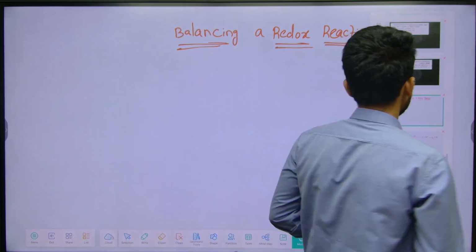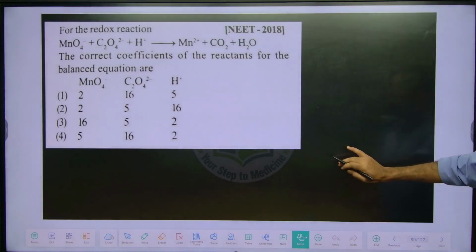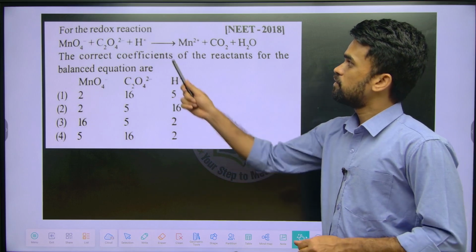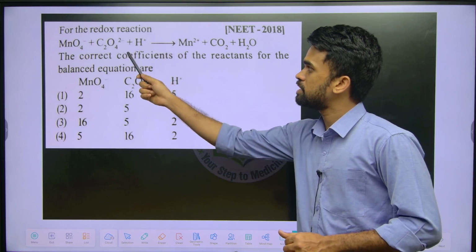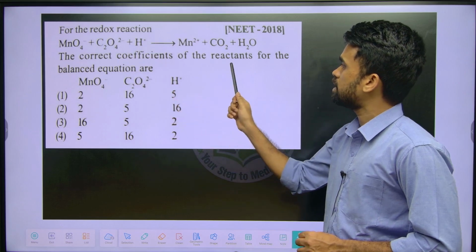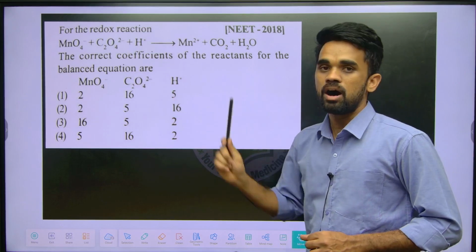Look at this question first. This is how they will give a question. Now read the question once. For the redox reaction, they are saying this reaction is a redox reaction. The coefficients of the reactants for the balanced equation are.